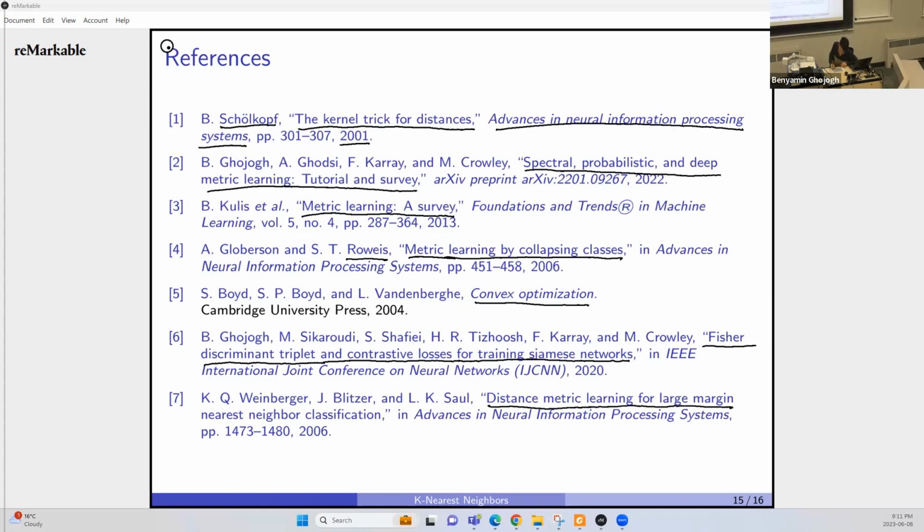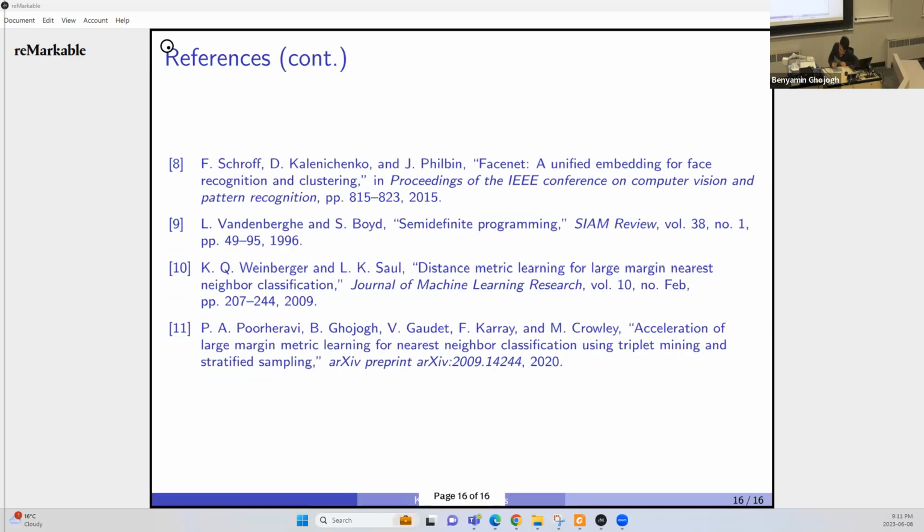Distance metric learning for large margin nearest neighbor classification. What is this? This is the paper for large margin KNN, which we talked about, from 2006. What is this? FaceNet. This is the paper from Google in 2015. FaceNet, a unified embedding for face recognition and clustering. In this paper, they proposed triplet loss for neural networks, inspired by the large margin KNN algorithm.